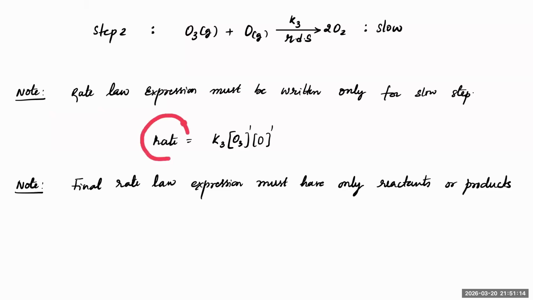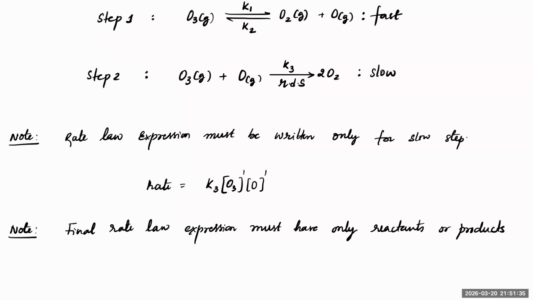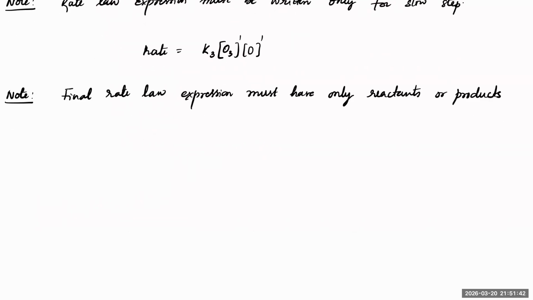So therefore, rate can be written as K3 multiplied by O3 multiplied by O. So O3 has only one stoichiometric coefficient, one here. And you know that every step in a complex reaction is an elementary step. So therefore, K3 into O3 power 1 and O power 1. Now I need to somehow eliminate this intermediate. For that, we can use the equilibrium method, right? So how do we do that?